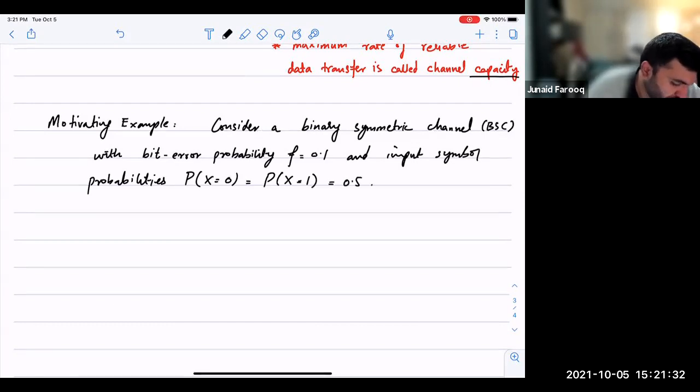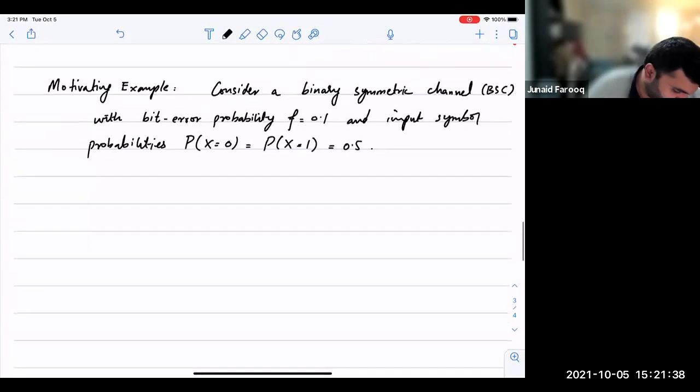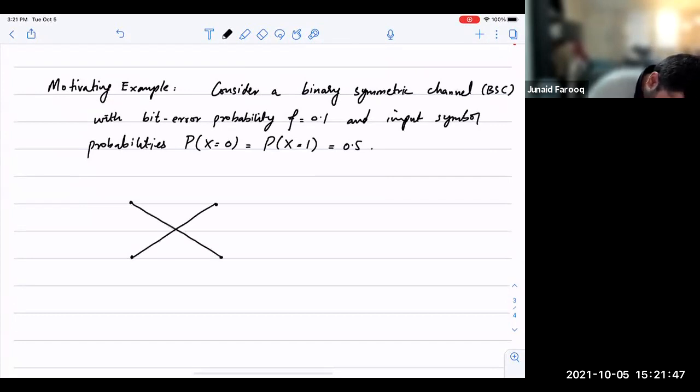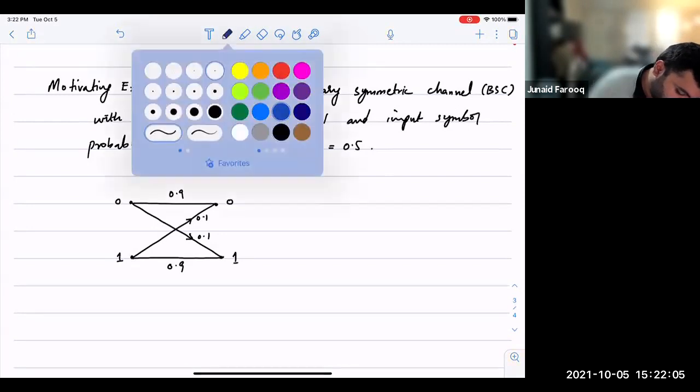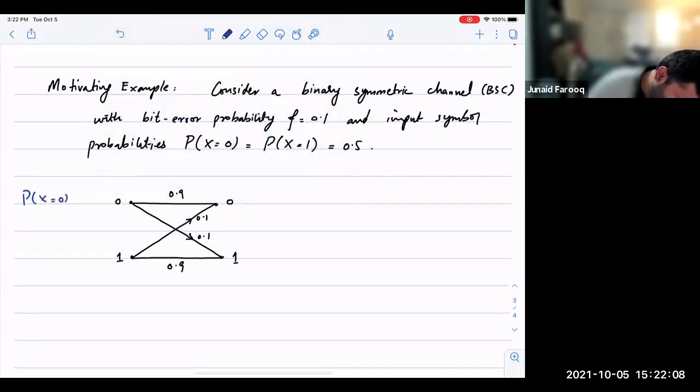Okay, so if you're sending equally probable symbols over a binary symmetric channel, what that means is you have a channel that looks like this. So there is a 0.1 chance of an error. 90% if you transmit 0, it's going to be 0, and 90% if you transmit 1, it is going to be 1. But the input probabilities are equally likely. So it's 0.5, and the probability that x equals 1 is also 0.5.